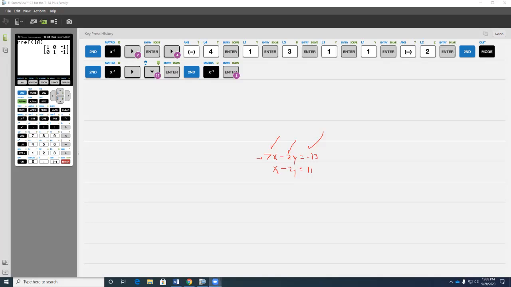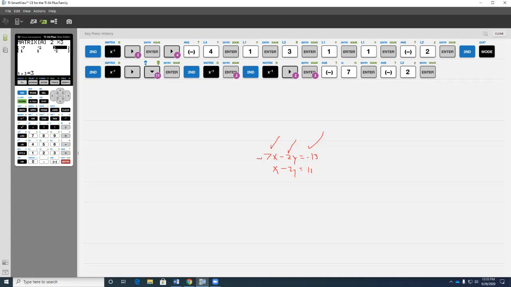Again, this is another 2 by 3 matrix. So I'm going to go to second function, matrix. It's a 2 by 3. I'm going to edit the matrix. That just means I have new values to put in. And it's a 2 by 3. The top left number is going to be -7. That's the coefficient on the X. Select enter. Then I'm going to put in -2 for the Y coefficient. And the constant value is -13.